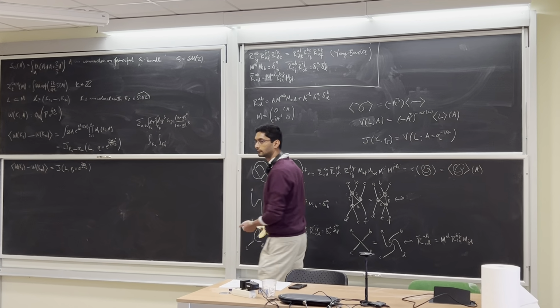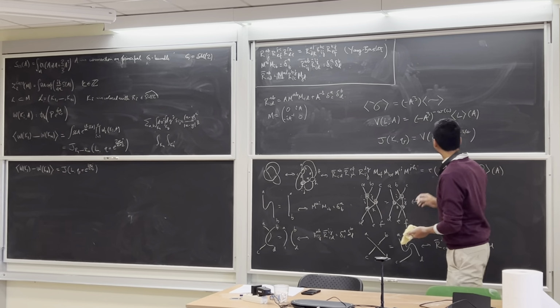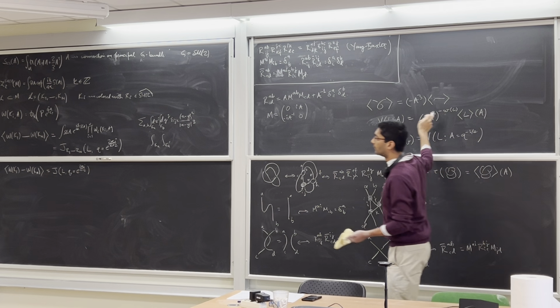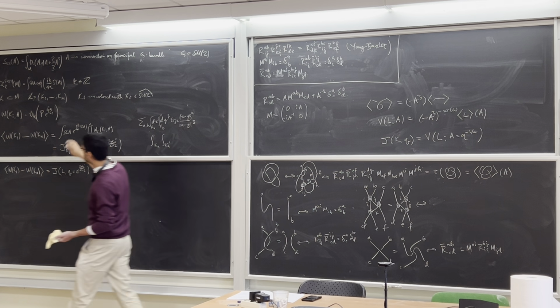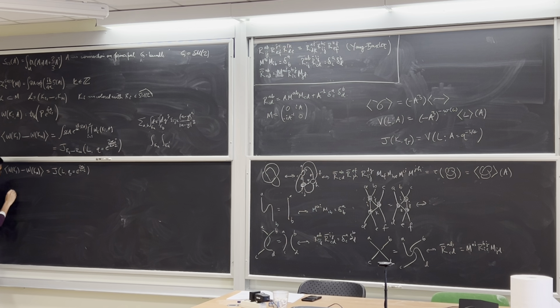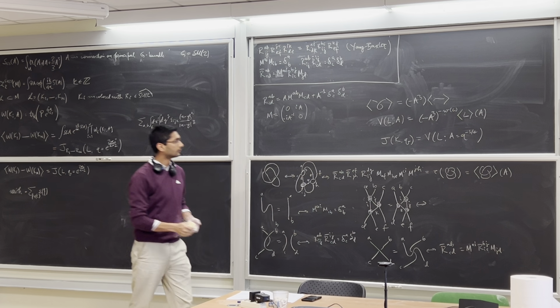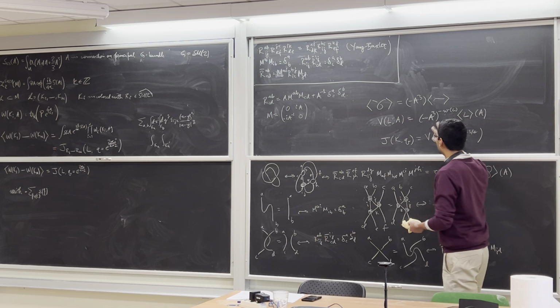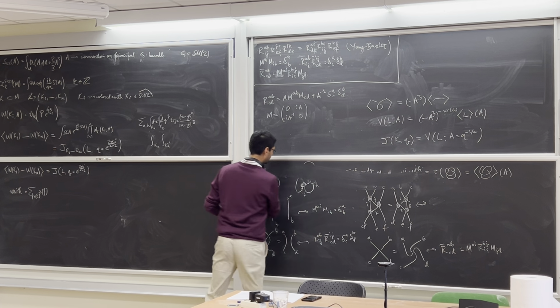Sorry, what is omega? This is the writhe of a link, which I think I erased. The writhe is just the sum of crossings. One has to do a computation to verify that this is indeed the case, but this is indeed the case.